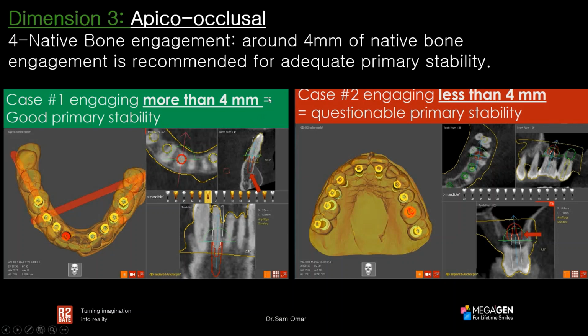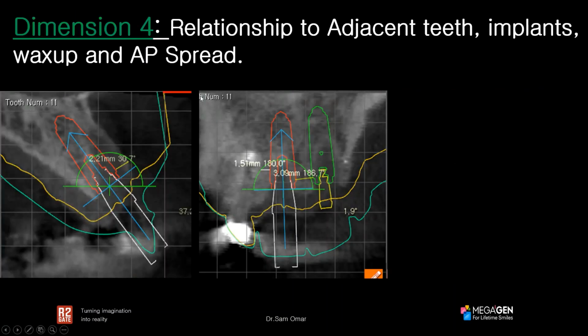Dimension number 4 will be relationship to adjacent teeth, implants, wax-up, and AP spread. So what does that mean? Well, this is a case where we have placed the implant with respect to all the biological considerations. So in this case, we have about 2.2 millimeters on the buccal side, so that's more than 1.8 millimeters, which is the recommended distance. We have 1.5 millimeters from the implant to the adjacent tooth. We have 3 millimeters between the platforms of the 2 implants.